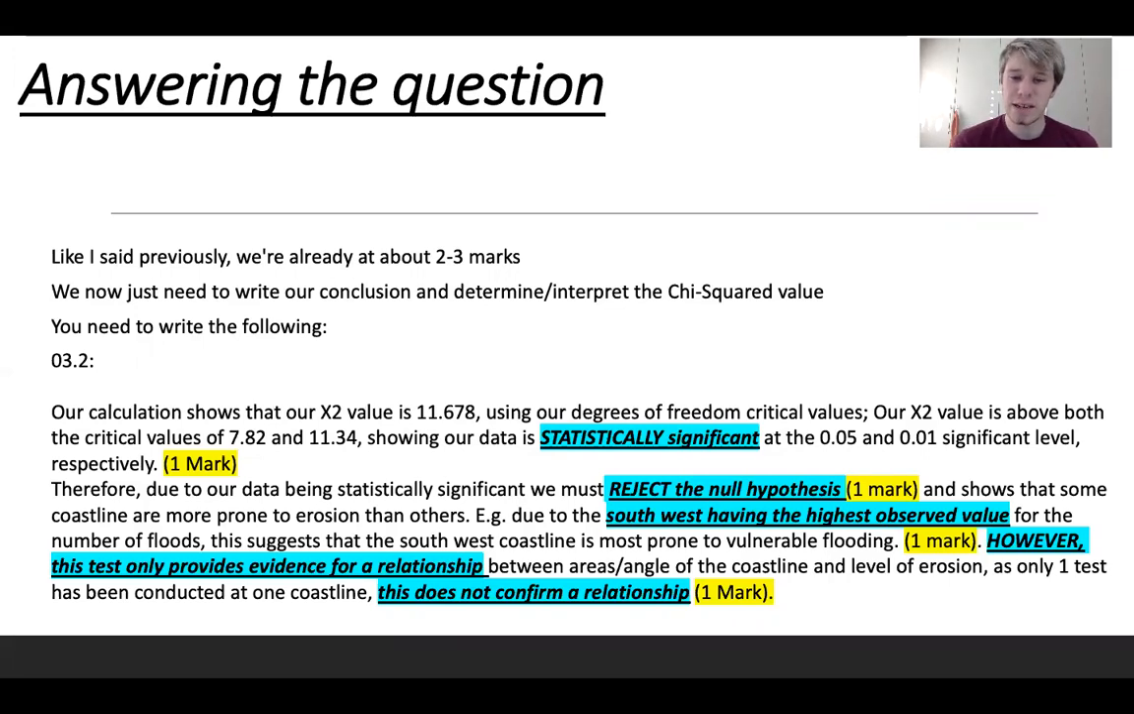Therefore, due to our data being statistically significant, we must reject the null hypothesis. That's another mark because you now know that you need to reject it, and shows that some coastlines are more prone to flooding than others. That is your new hypothesis. And then give an example. Due to the southwest having the highest observed value for the number of floods, this suggests that the southwest coastline is more prone to flooding.